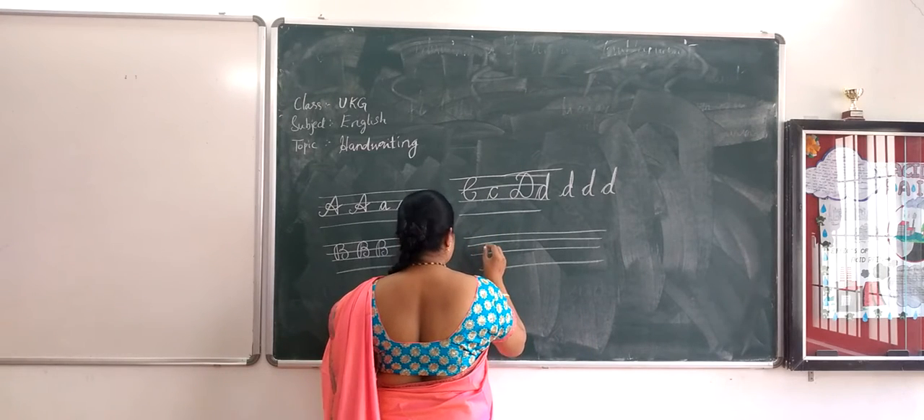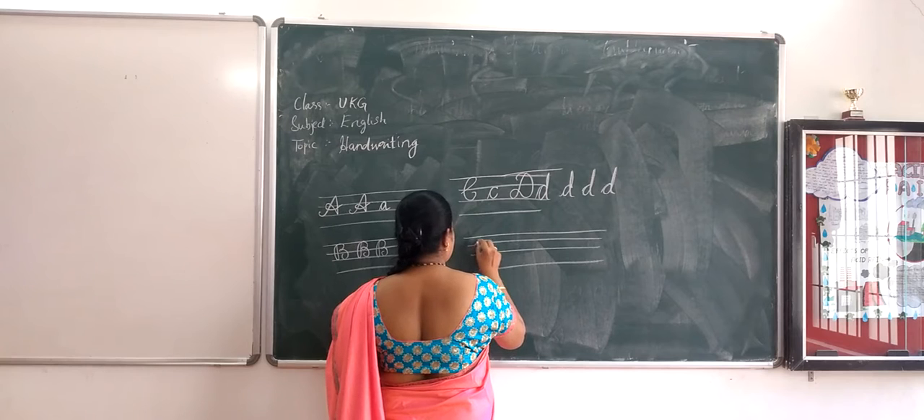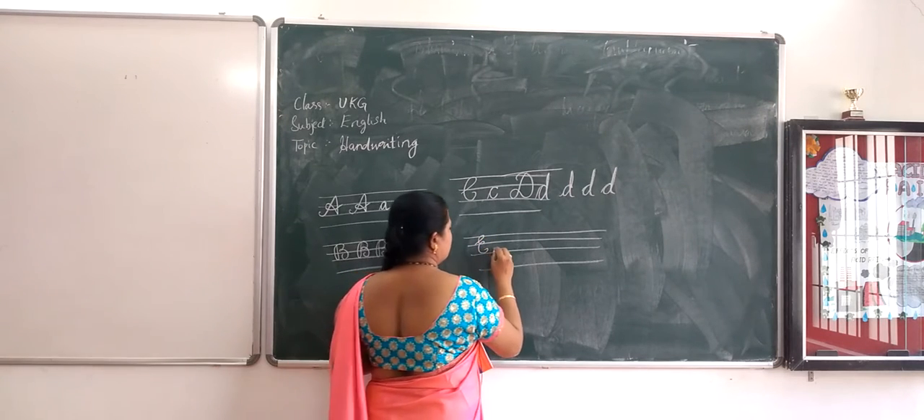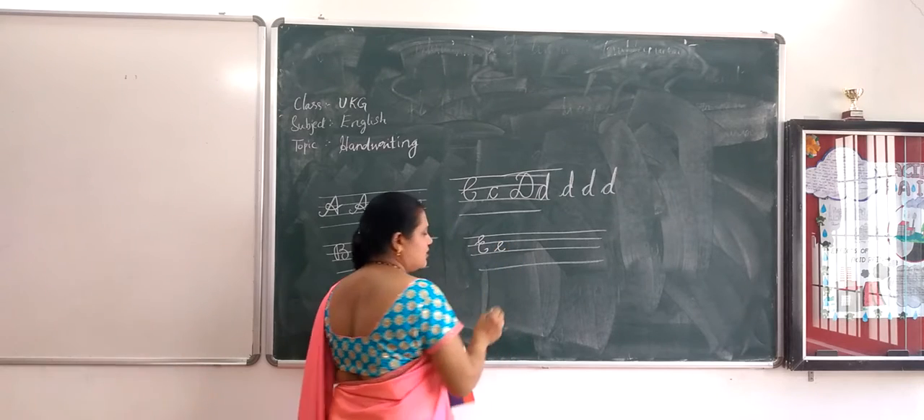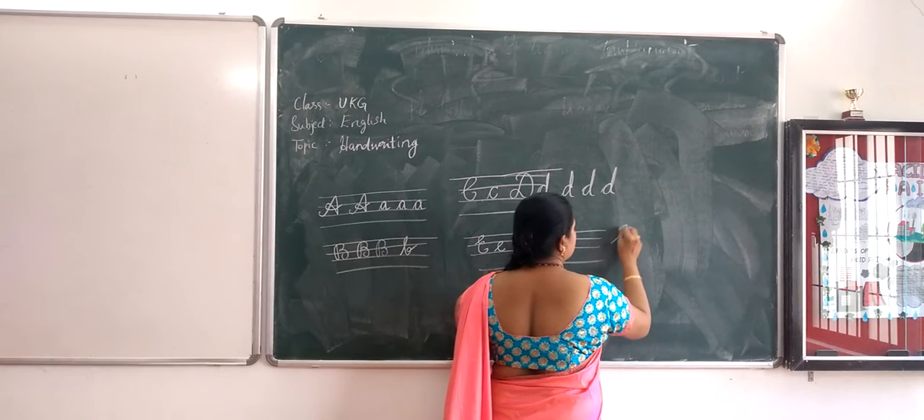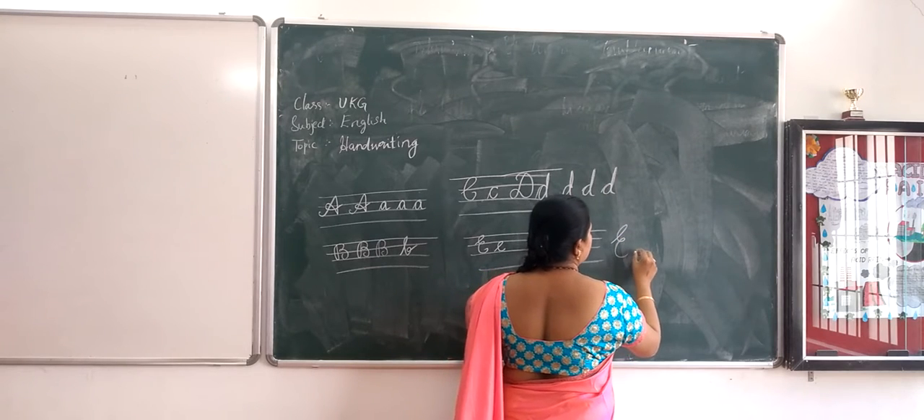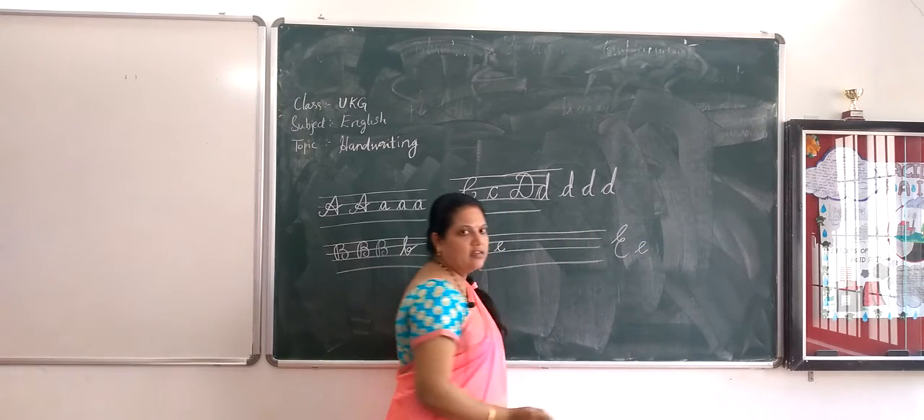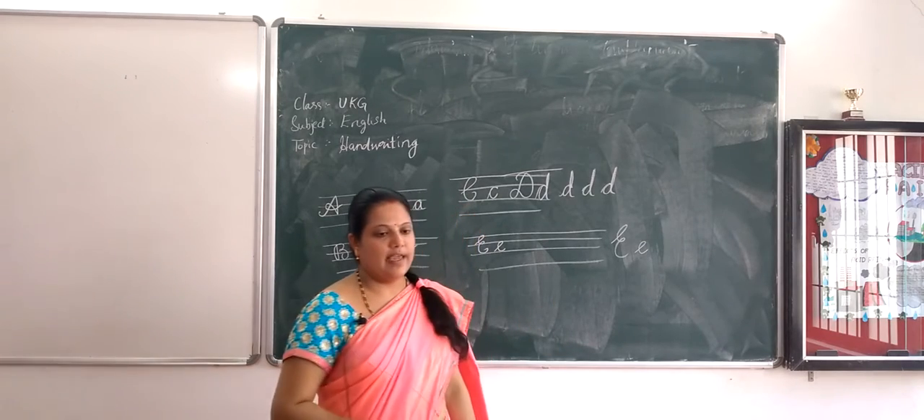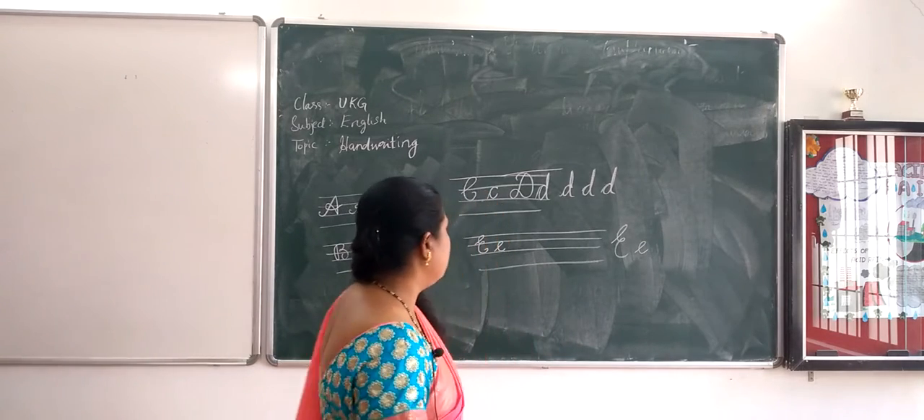Okay, that is also written within the 3 lines. Okay, E. Small e in this way. You want me to write again? See, this is capital E, small e. Okay. How do you write that? In this way. Okay. You write E.